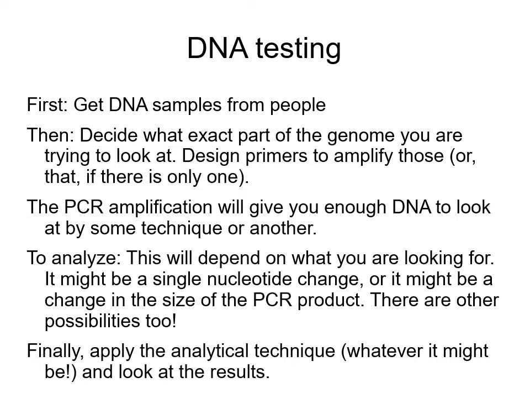And then you're going to decide what exact part of the genome you're trying to look at, which is to say what parts of the genome we want to amplify. So you need to design primers to amplify those, one at each end of the region of interest, whatever it is you're trying to see. The DNA that you get from your PCR amplification will give you enough to look at by some technique or another. So the PCR in itself mostly isn't going to help you until you actually analyze the product in some way or another. You might just be looking for a single nucleotide change by sequencing, or you might be looking for a size change in the PCR product, or whatever. But the first step is very often the PCR, and then you apply some analytical technique to the product depending on what you're trying to see.